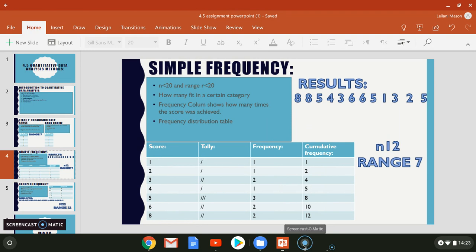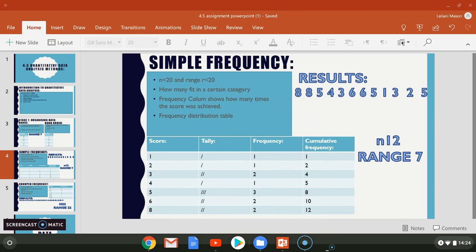Simple frequency distribution is used when the number of participants is greater than 20 and the range is less than or equal to 20. You use simple frequency distributions with a table that has 2 columns of raw data and 1 for frequency. It shows how many fit into a certain category, so what numbers of the results fit into a category. And the frequency column shows how many times each was scored.